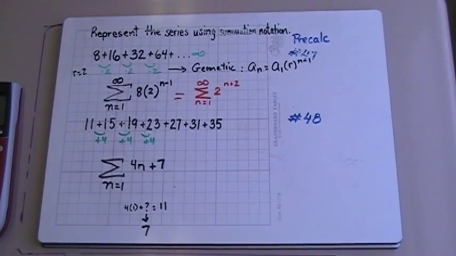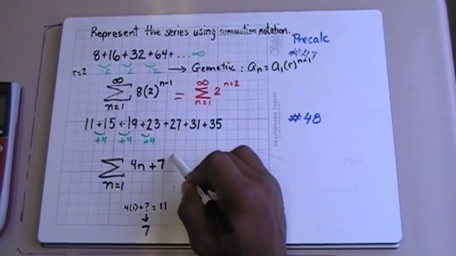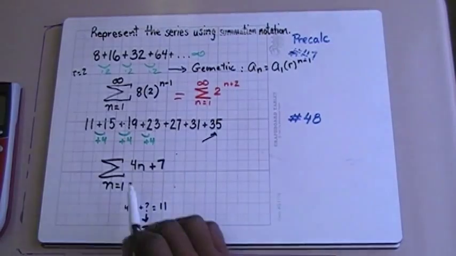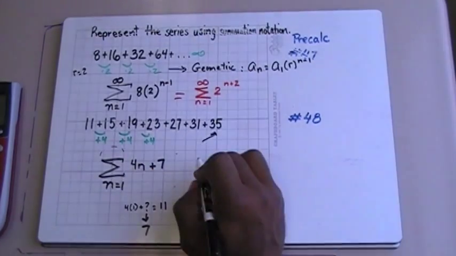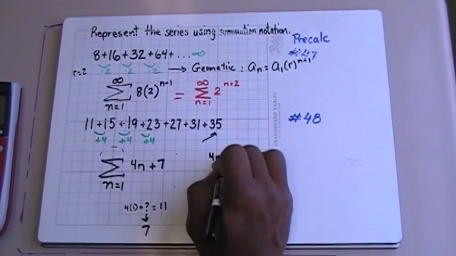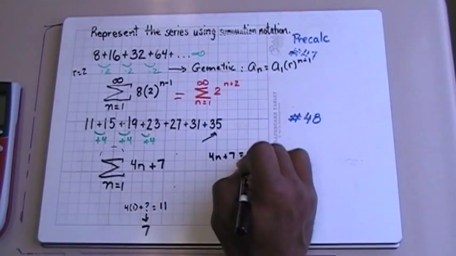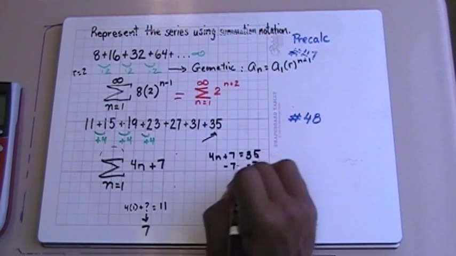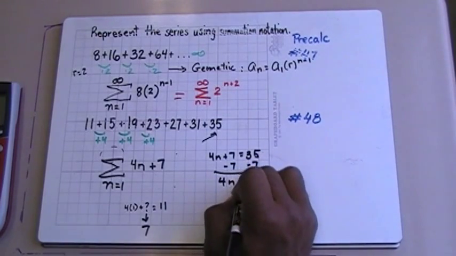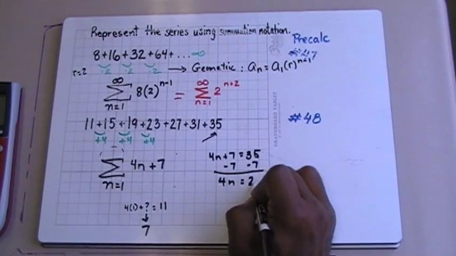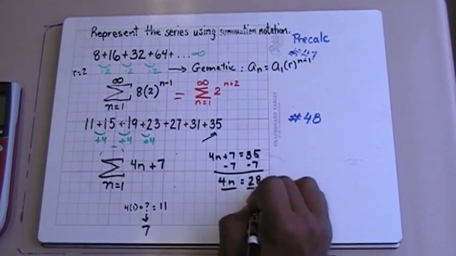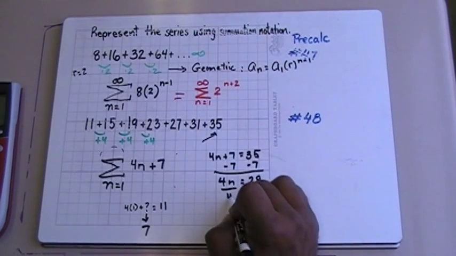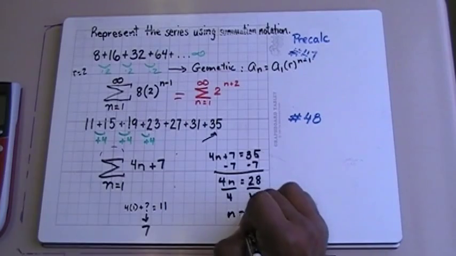Nothing too complicated. Then we want to figure out this last term, so we have to figure out what goes here. We go 4n plus 7 is equal to 35. Subtract 7, we get 4n is equal to 28. Divide both sides by 4, and n is equal to 7.